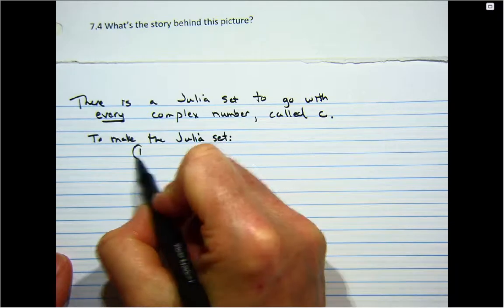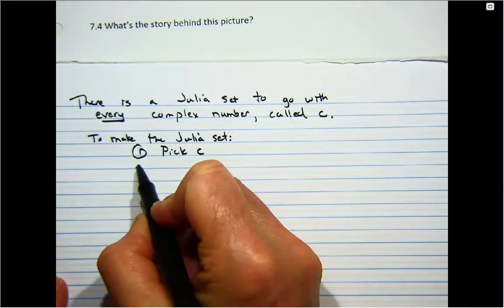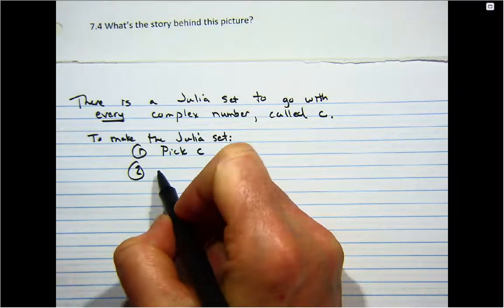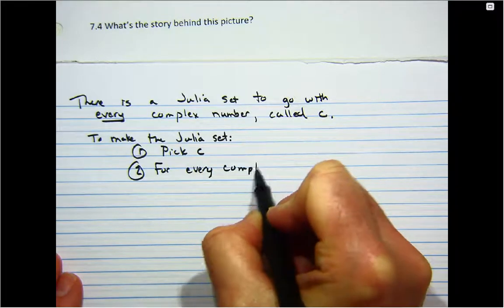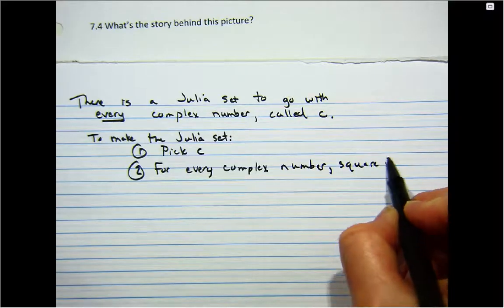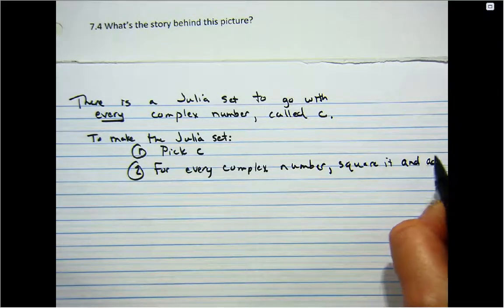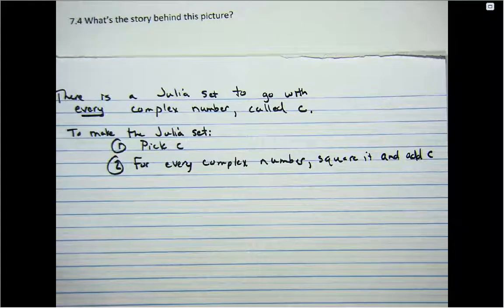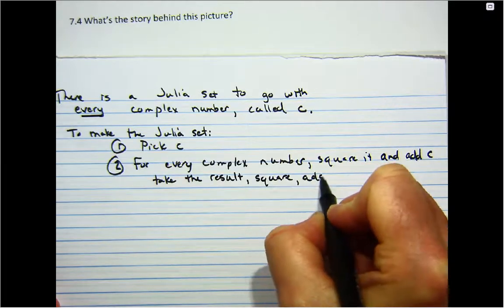And the way that you make the Julia set, you first pick C. So you pick some complex number C, and then for every single complex number, you're going to square it and then add C. So you take a complex number and you square it and you add C, and that gives you a new number. You repeat that. So you keep doing that.